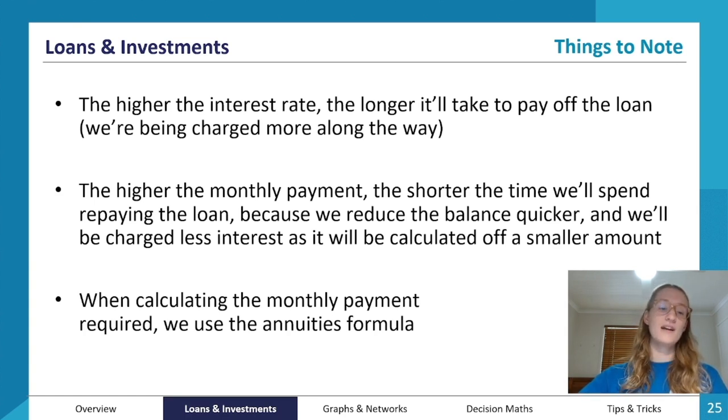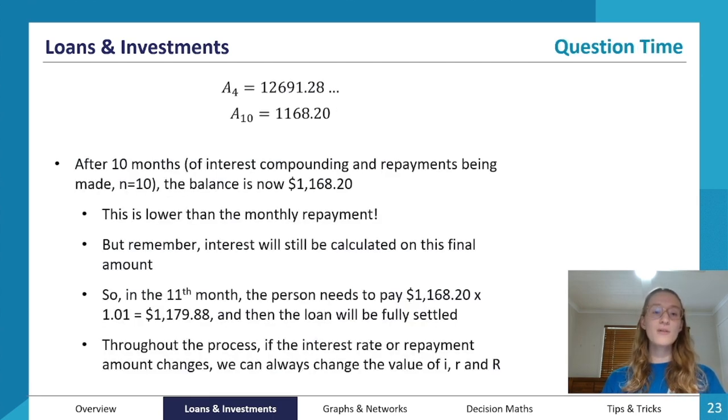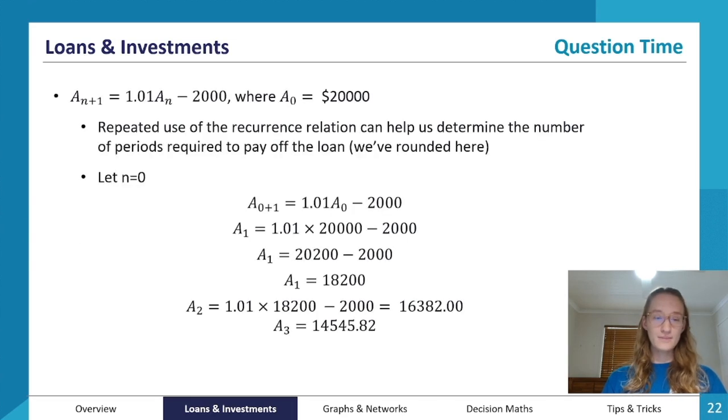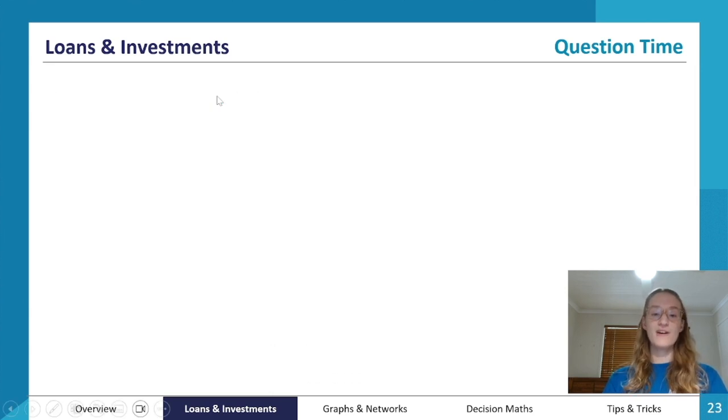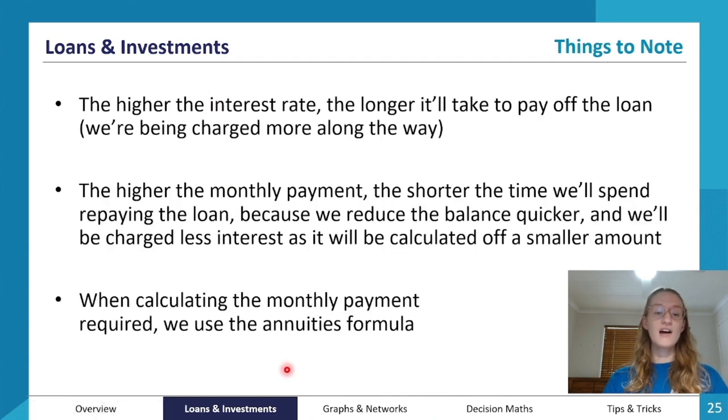And the next little thing we're going to look at is when we want to calculate the monthly payment required, we actually use the annuities formula. So the formula we used back here, where's our formula? This formula here. We actually don't use this formula if we're trying to find out the monthly repayment. It doesn't work when we're trying to find out the monthly repayment. So instead, we actually use the annuities formula, which we're going to have.